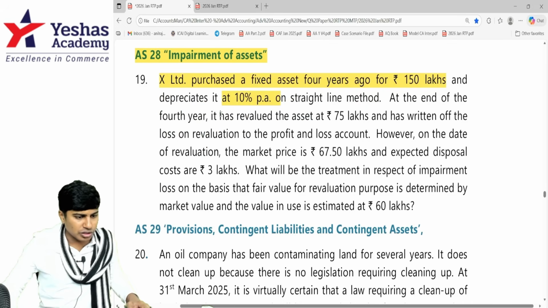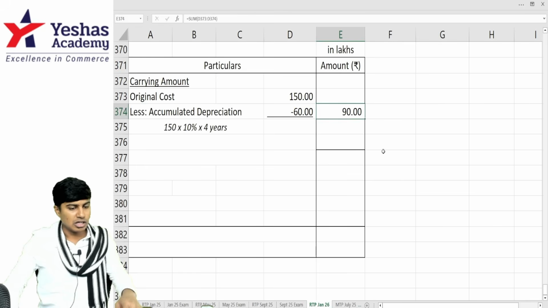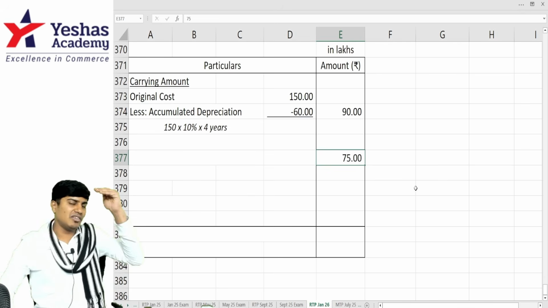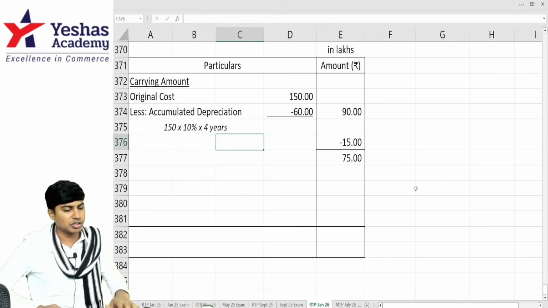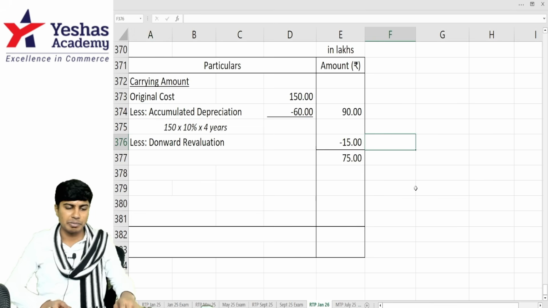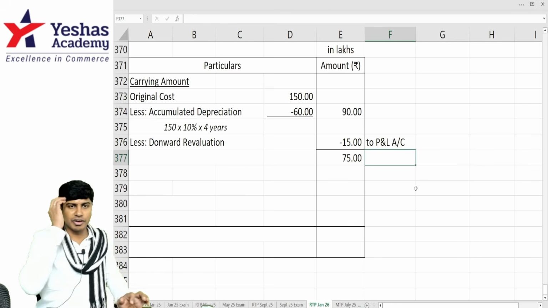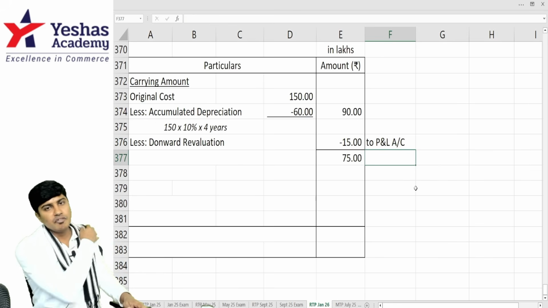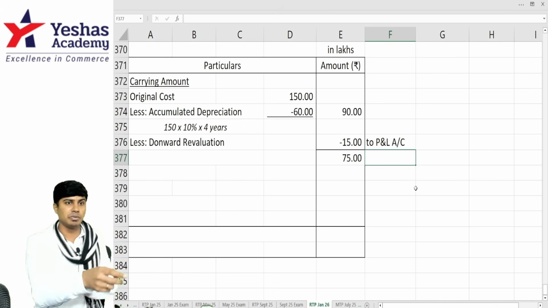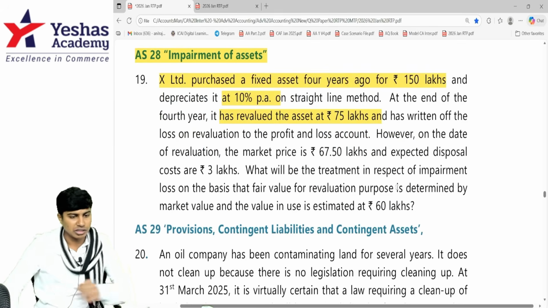At the end of 4th year, it was revalued. They have revalued the asset at 75 lakhs. So the revalued amount is 75. 90 has become 75. So we've done downward revaluation by 15 lakh. When we've done downward revaluation by 15 lakh, this 15 lakh is completely written to P&L account. If they would have done upward revaluation, then I would have thought of writing it to revaluation reserve, which will be later used when we are writing off that impairment loss before charging it to P&L. But here, it is already charged to P&L because this is downward revaluation.